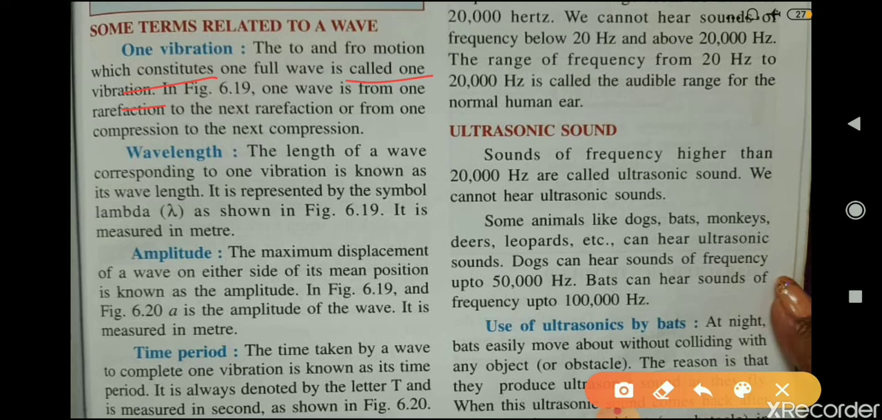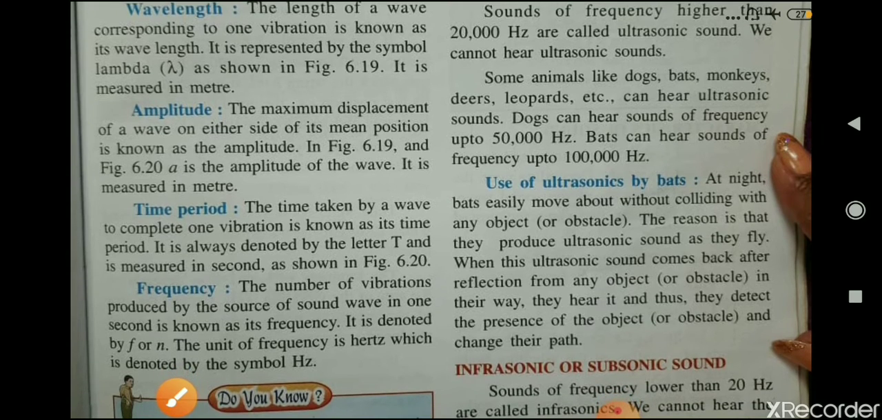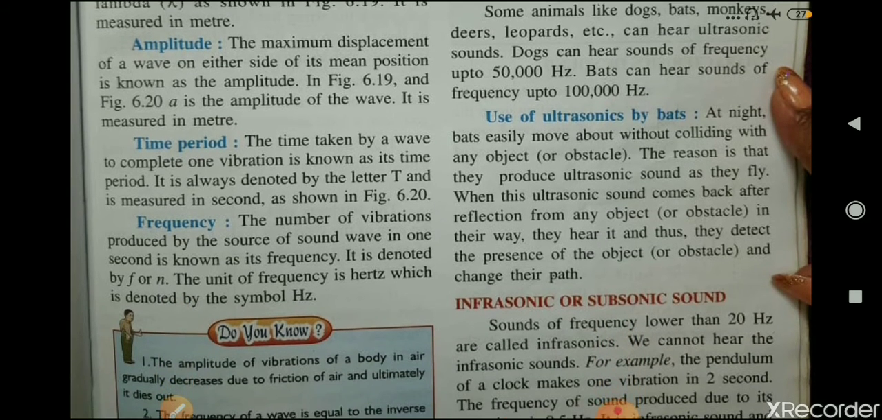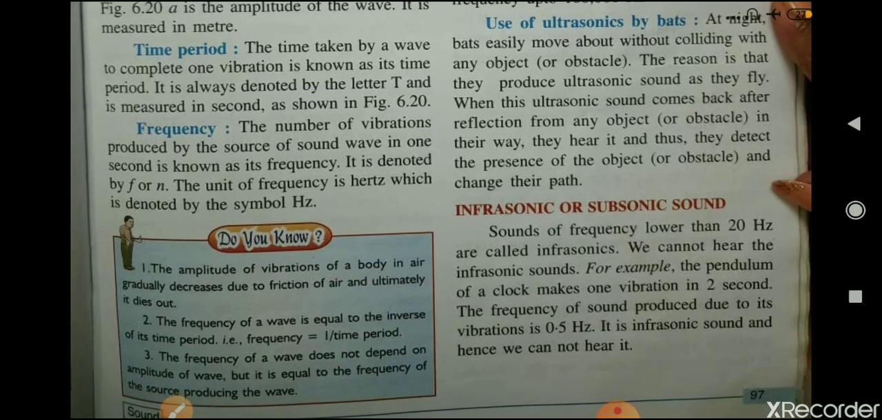Now second is wavelength. The length of a wave corresponding to one vibration is known as its wavelength, and it is represented by lambda. Amplitude: the maximum displacement of a wave on either side of its mean position is known as amplitude. Then time period: the time taken by a wave to complete one vibration is known as its time period, and it is denoted by capital T.